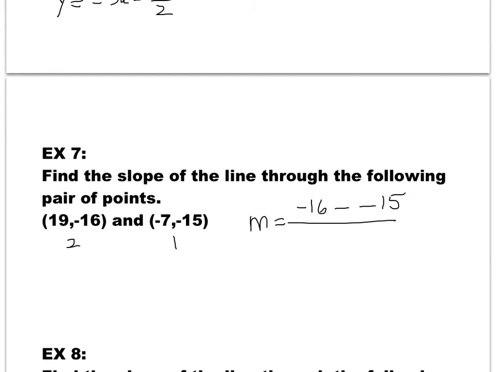Remember, it's minus the y coordinate of the first point, negative 15, divided by x2. Remember, this is point 2. So x2 is 19, minus x1. x1 is negative 7 now. So I say minus negative 7.